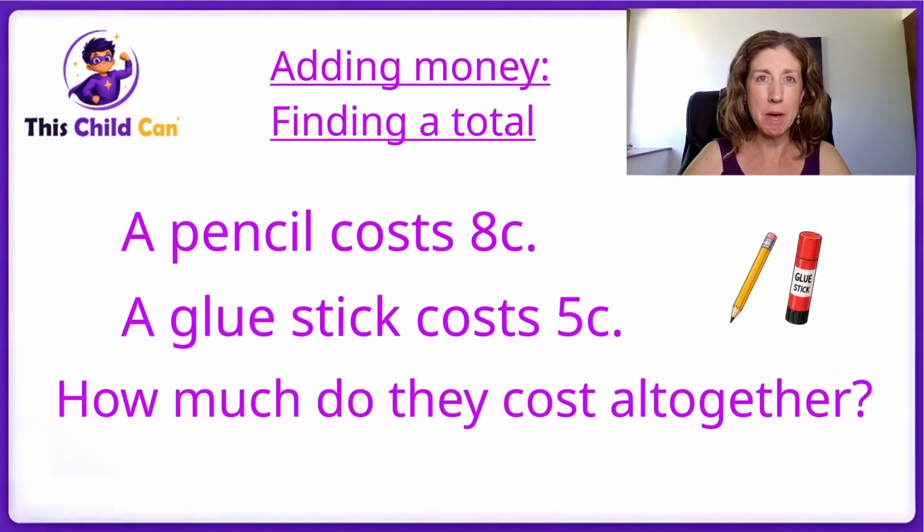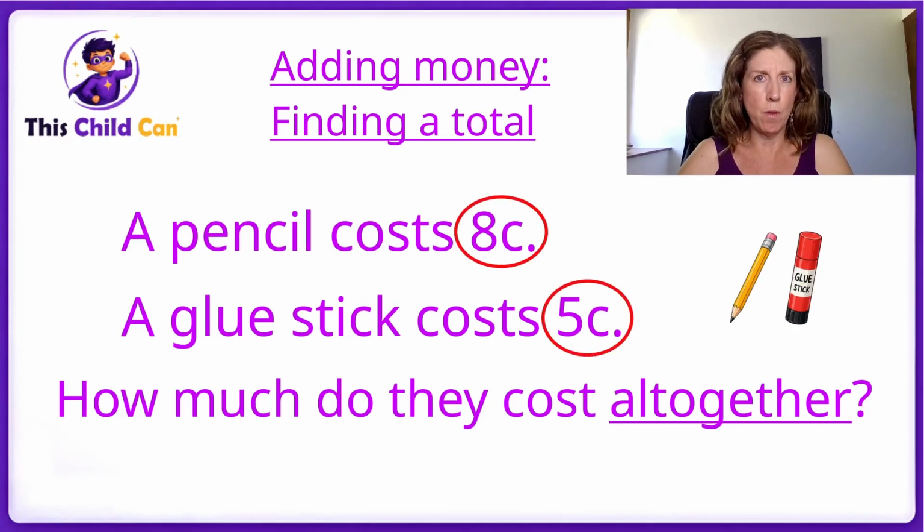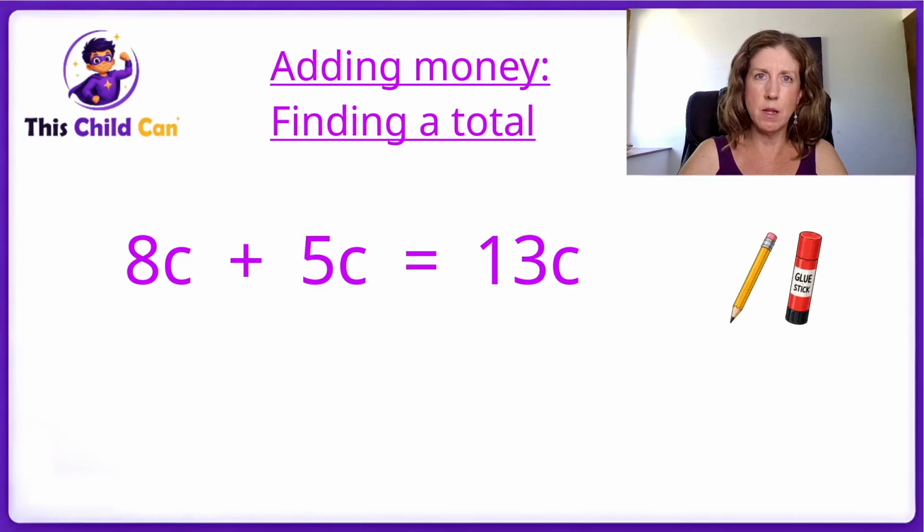So let's look at adding money, finding a total. Here's our example again. Our keyword here is altogether, so we'll underline that. What's our money story telling us? Well, we have two prices. We need to put them together and find out what the total cost is. This suggests that we need to add. So 8 cents plus 5 cents equals 13 cents.